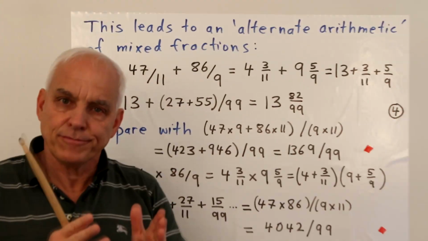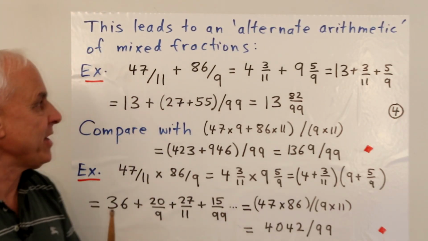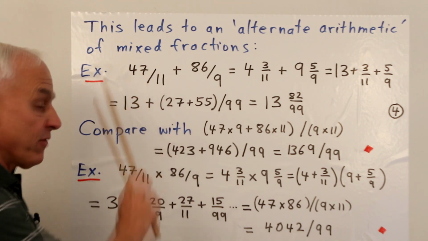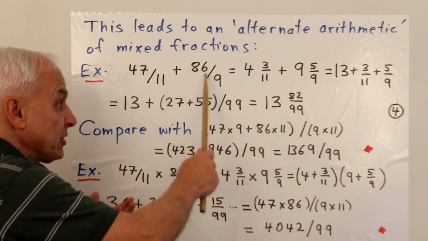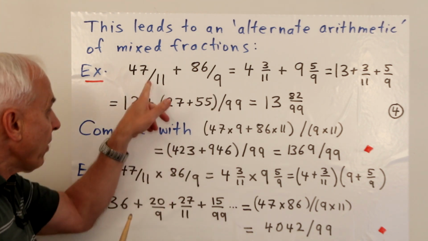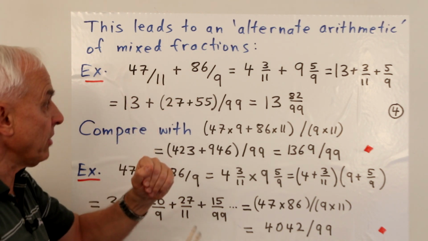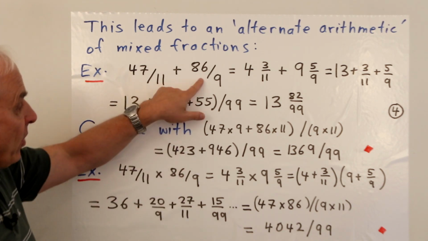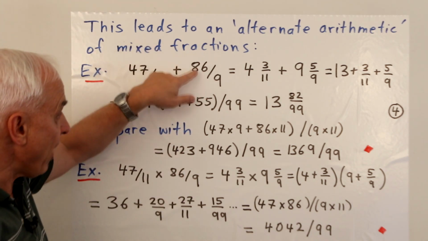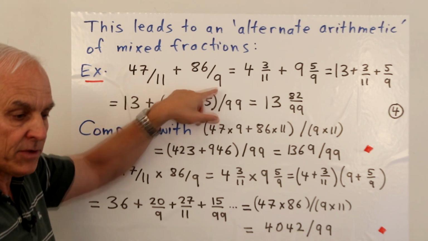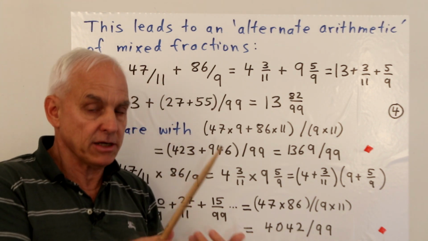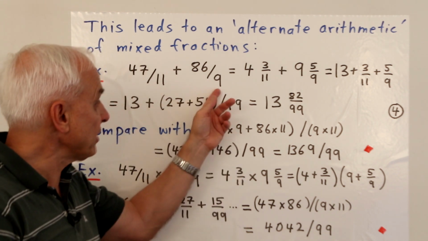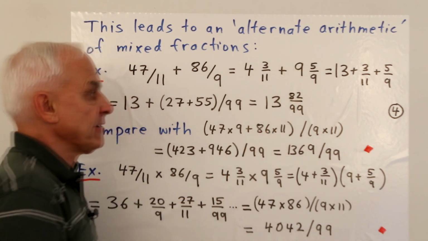So let's have a look at this alternate arithmetic that we can establish once we have the idea of mixed fractions. So for example, 47 over 11 plus, say, 86 over 9. If we write each of these as a mixed fraction to begin with, 47 over 11, we've seen that's 4 and 3/11. This one here, how do we write it as a mixed fraction? We divide 86 by 9. So it goes 9 times, because 9 times 9 is 81. And then there's a remainder of 5. So as a mixed fraction, this is 9 and 5/9.